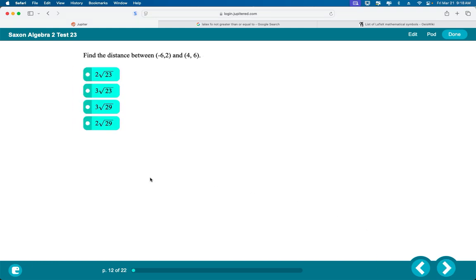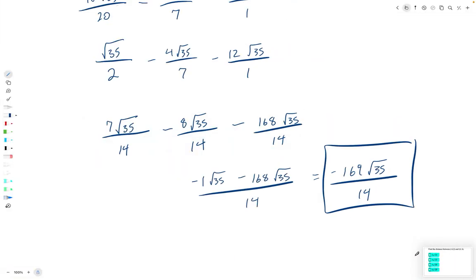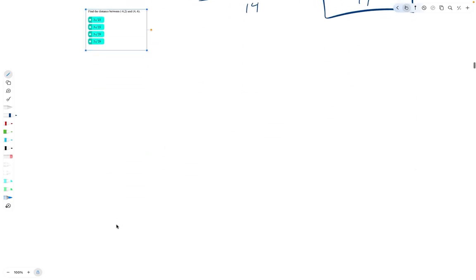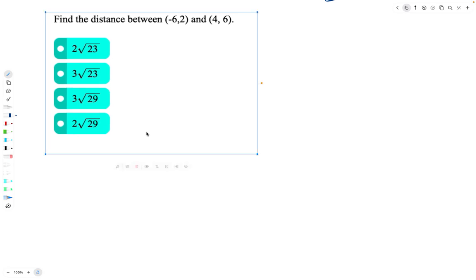All right, find the distance between these. So I'm going to just take this whole thing over here and drag it in. Okay, so let's get to it. All right, so we have to find the distance.